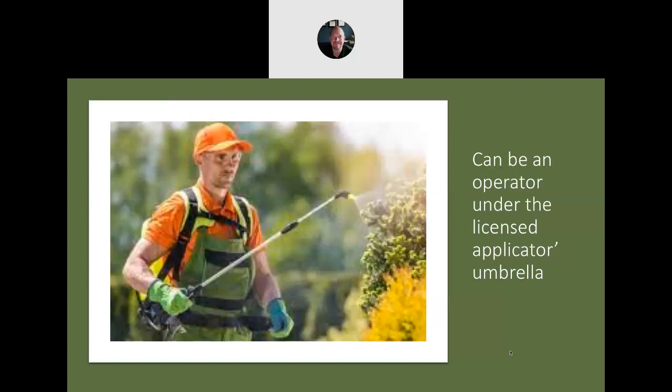So it's almost like a sub license under the license. This doesn't allow you to go out and do your own moonlighting or whatever. Just because you have an operator's license, it doesn't mean that you're a licensed applicator. Again, if you want to have an applicator license, typically it's going to be the individual.